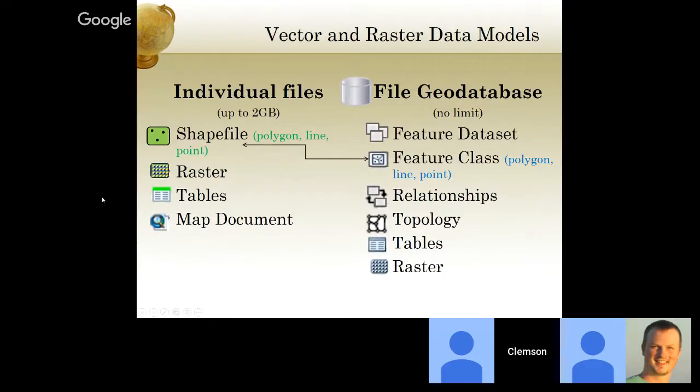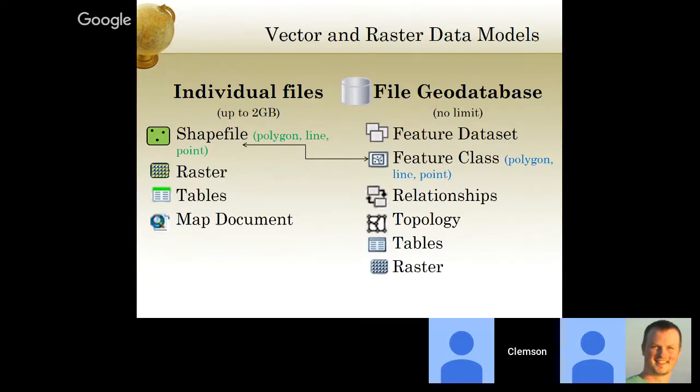These are just different formats of geospatial data, right? And I have two different categories here. One, I'll put in air quotes, individual files, and then also this file geodatabase. So an individual file is something that lives on its own. And an example of that would be a shapefile.